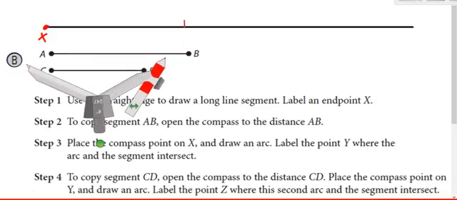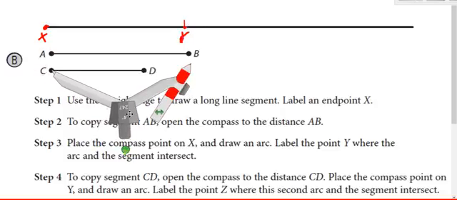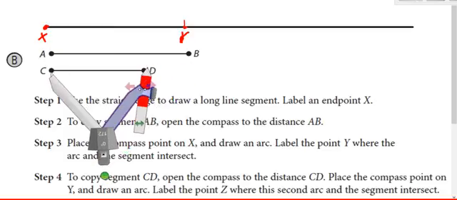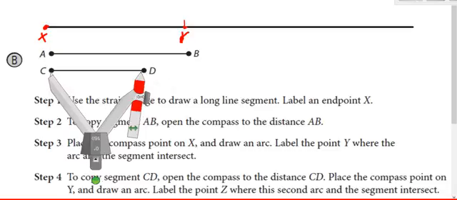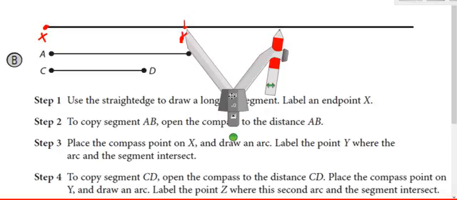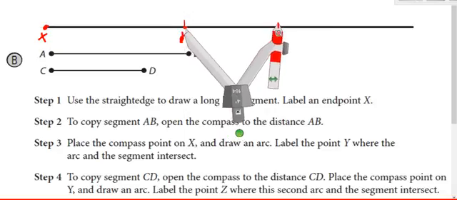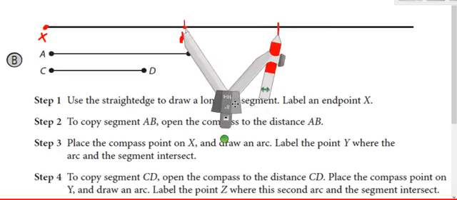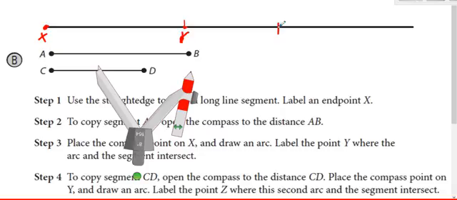Now it says label that point Y. And we'll do the same thing with the other segment, CB. So put the point on C, pencil on D. And we're just going to add that on to where we just ended on the longer segment. So point on Y, mark it off, and we'll label that new endpoint Z. So now XZ is the sum of the other two segments.